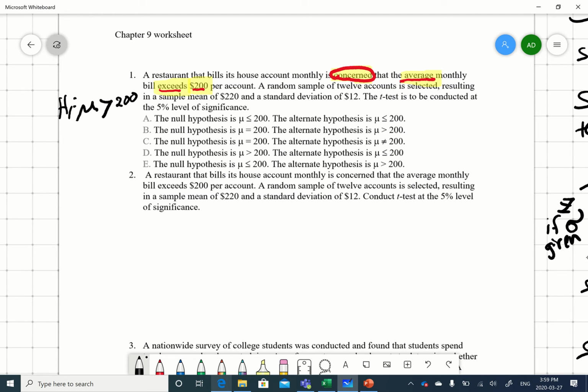So if this is your alternative, the alternative is given in the question. Once you identify that it's the alternative, you need to build the null on your own. The null should be the complete opposite of this: less than or equals to 200. There you go. So from the list, the last one, E, is the correct answer.